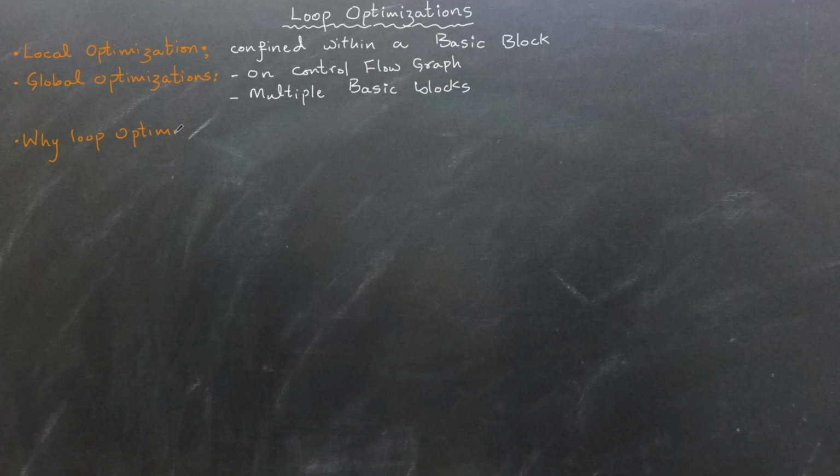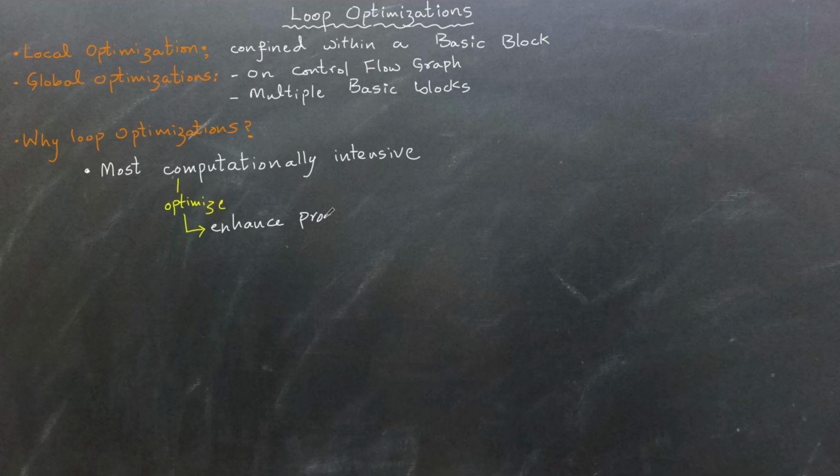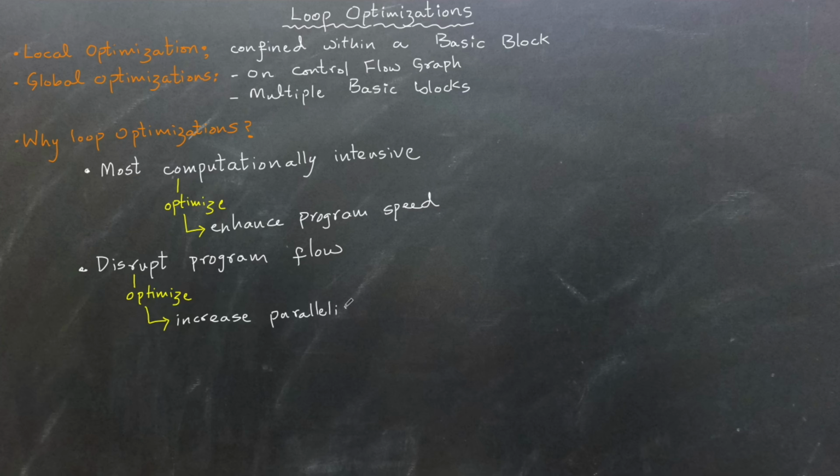Why loop optimizations? Loops are often the most computationally intensive part of a program. Optimizing them greatly enhances program speed by reducing execution time and improving overall efficiency. Furthermore, loops disrupt normal program flow. Optimizing them can increase parallelism, pipelining, and improve cache and memory utilization.